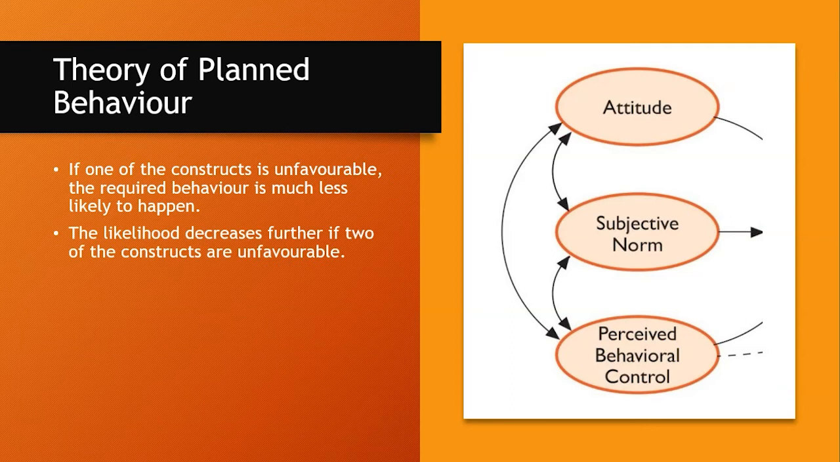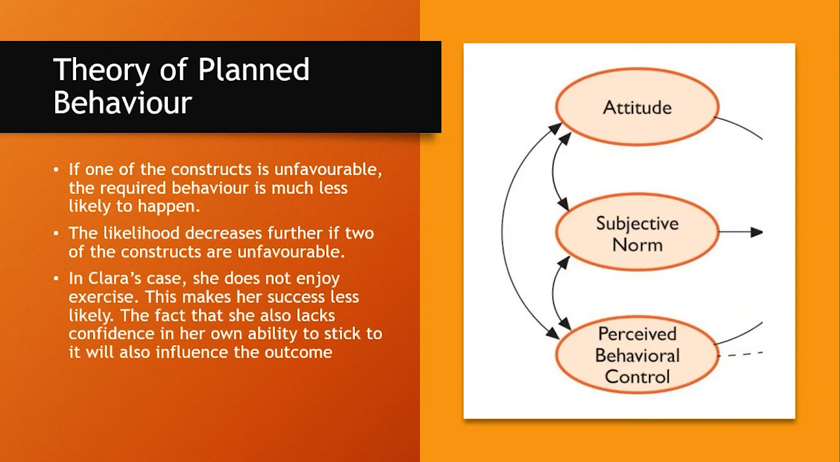The likelihood decreases even further if 2 constraints are unfavorable. So in Clara's case, if she does not enjoy exercise, she'll have a negative attitude towards it. She may then have a reduced ability to actually do that behavior because her attention is going to be lower. If it's not normal to go and do those sorts of things, then it drops even further.